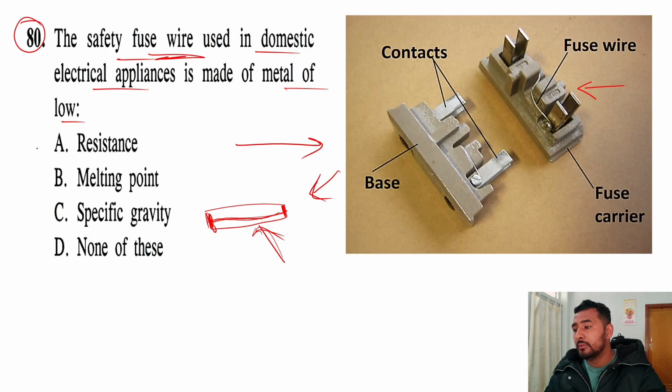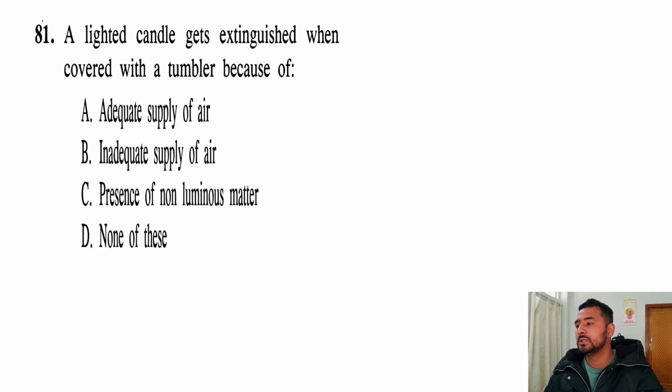So what do we have in the safety fuse wire? It is made of metal of low melting point, not resistance. The answer will be melting point. Okay, let's go for the next question. That is question number 81.